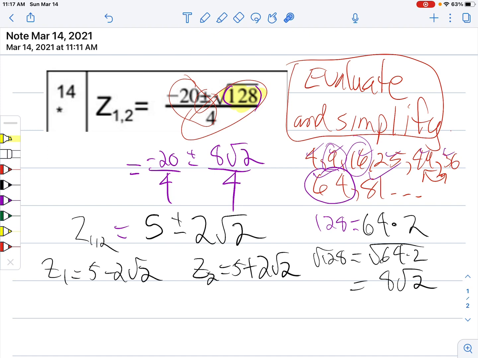So again, that's the process for evaluating and simplifying these. Hopefully that helps you as you go through this process.